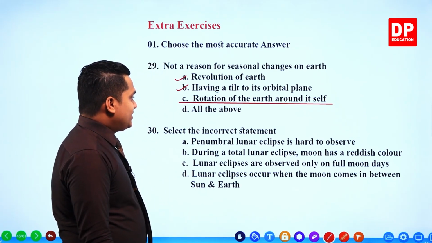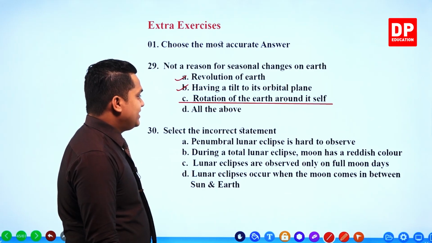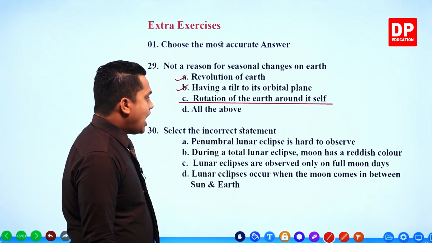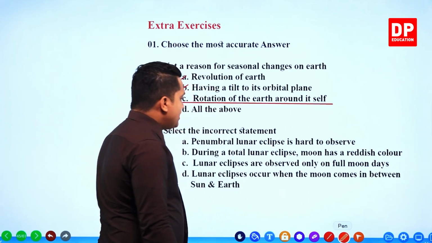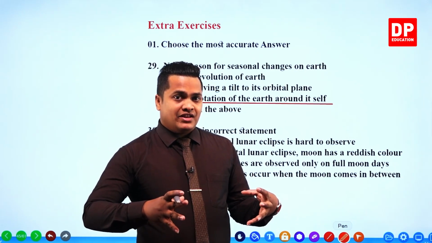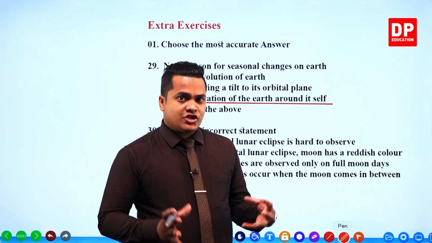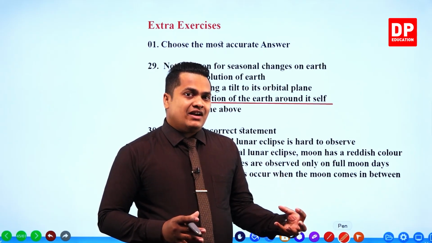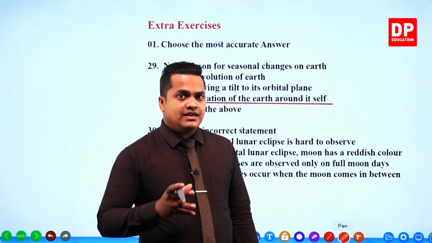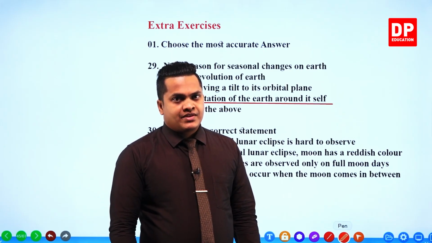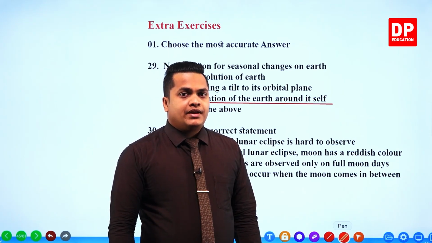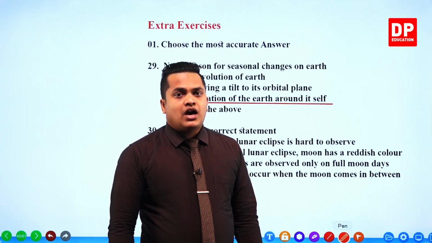30th question. Select the incorrect statement. So here you have to select the incorrect statement, my dear children. Penumbral lunar eclipse is hard to observe. When you take the shadow of our Earth, you know that we can divide that shadow into two parts as umbra and penumbra. If the moon is located at the penumbra region, my dear children, a penumbral lunar eclipse is going to occur. And a penumbral lunar eclipse is very hard to observe.